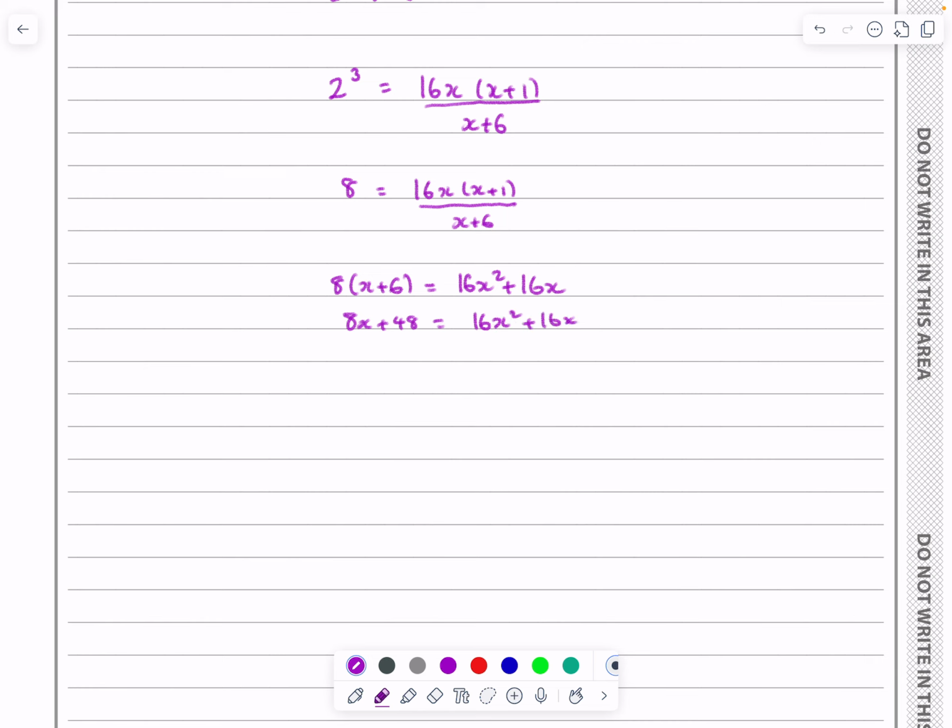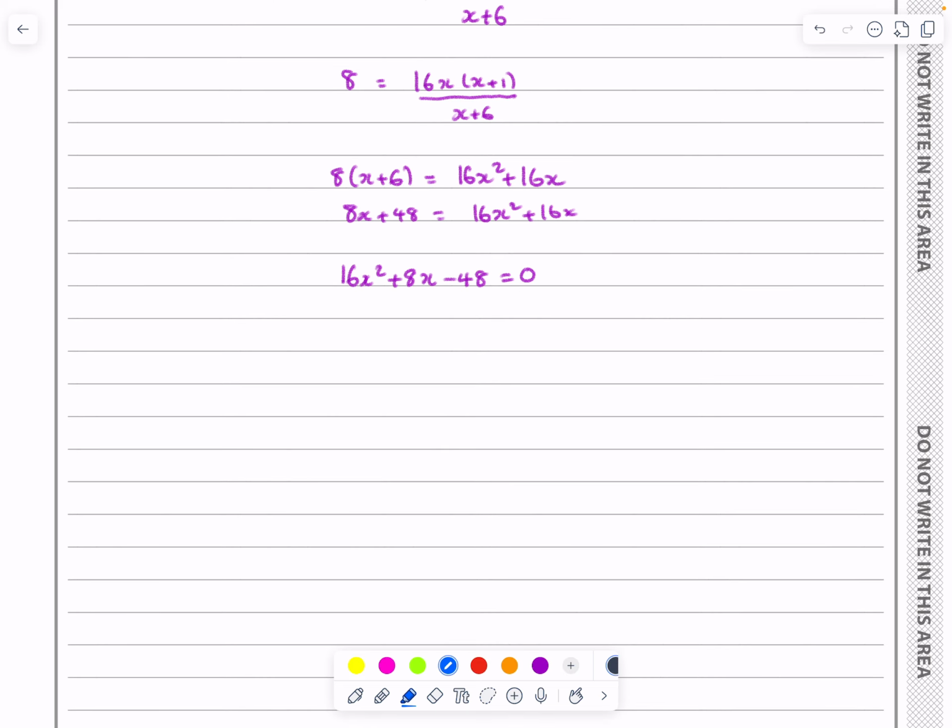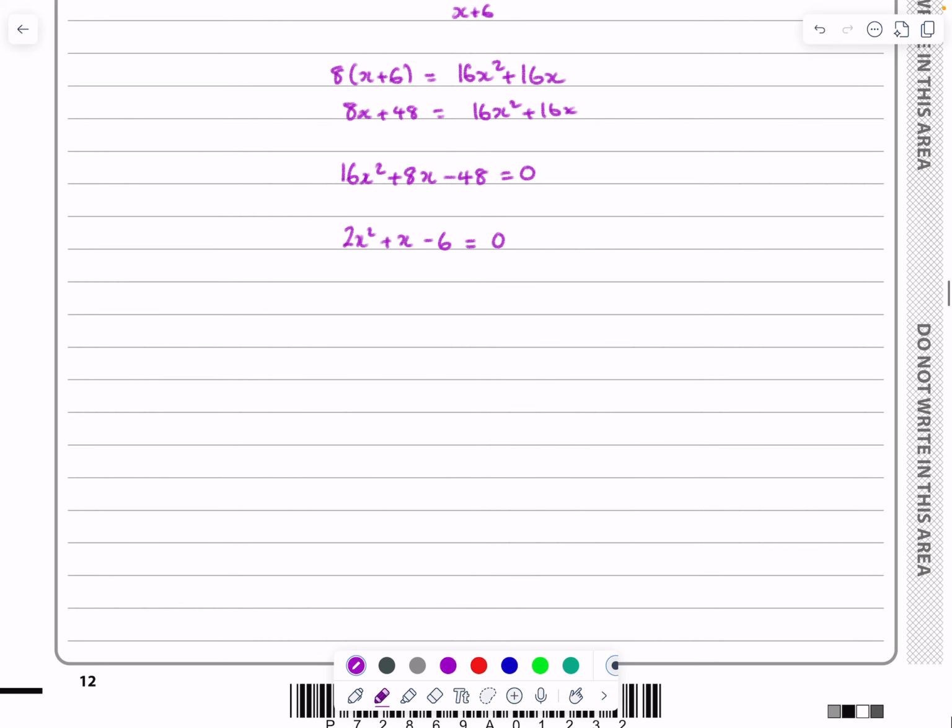What I'm trying to do is get to a quadratic, which I'm nearly there. 16x squared plus 8x, get it all over to one side, minus 48 equals 0. They do this quite often with the AS and A-level work, where I can divide everything by 8, can't I? If I divide everything by 8, I'm going to end up with 2x squared plus x minus 6 equals 0. And then I'm fully expecting that to be able to factorise. I get 2x minus 3, x plus 2 equals 0, which gives me x equals 3 over 2, or x equals minus 2.